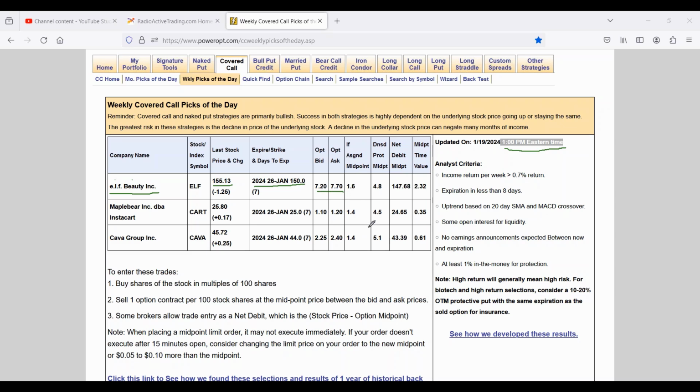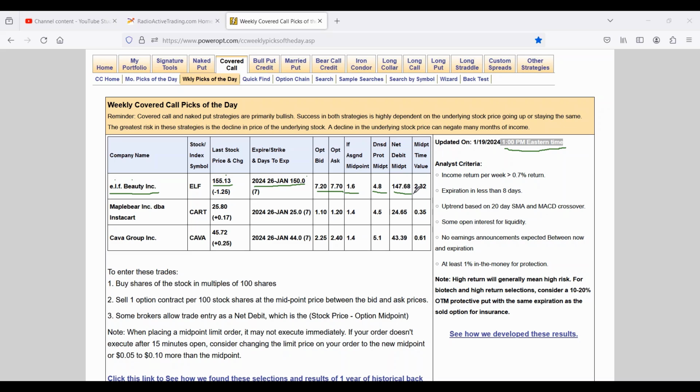So maybe a midpoint of 740, maybe 745 if we're lucky, but somewhere in that range. And the midpoint price would give us, for 7 days, remember, a 1.6% return if assigned if the stock's above 150 with a 4.8% downside protection, meaning the stock could drop 4.8% from that price of 155.13 down to 147.68 before we're technically losing money on the position.